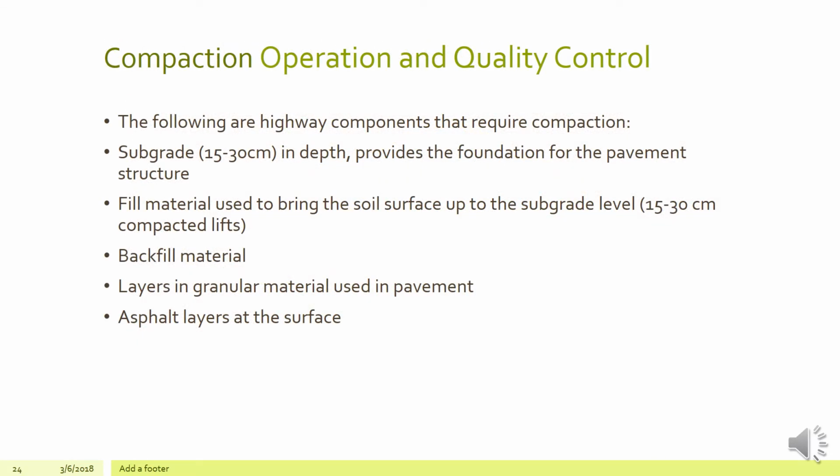Let's take a look at the compaction operation and quality control measures. The following are highway components that require compaction. We look at a subgrade, 15 to 30 centimeters in depth, which provides the foundation for the pavement structure to sit on. Fill materials are used to bring the soil surface up to the subgrade levels, again 15 to 30 centimeters in compacted lifts. We also get backfill materials, layers of granular materials used in pavement, and of course asphalt layers at the surface.